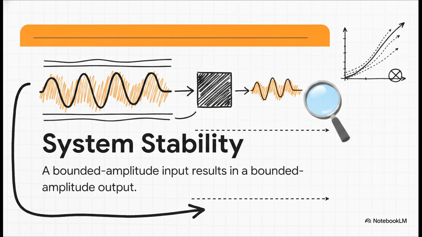Think of it like a basic rule of cause and effect. If you give a system a limited, controlled little push, that's your input, its response should either die down, stay exactly the same, or at the very least, not blow up entirely. If the output stays within limits, we call it stable. If it grows out of bounds, yeah, we have a serious problem.